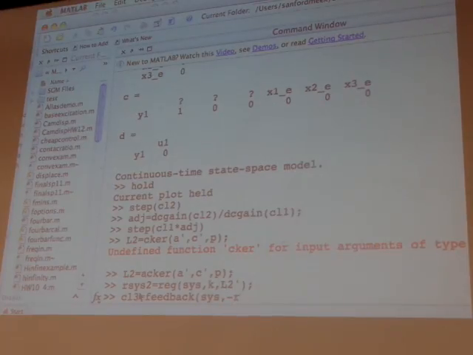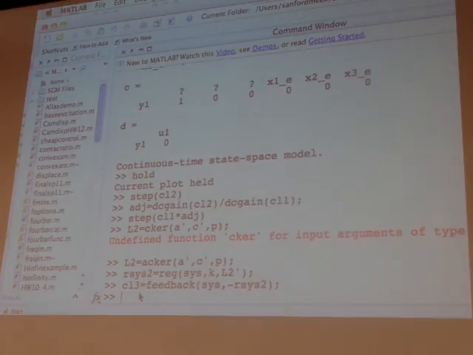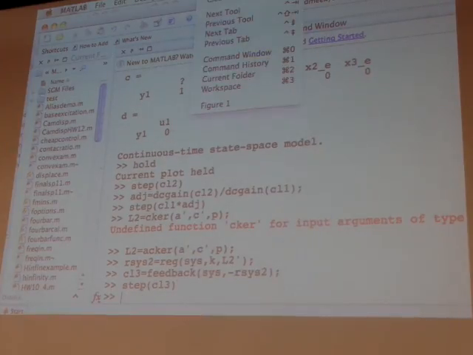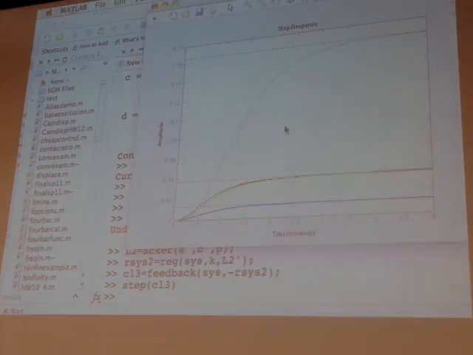Minus 2. Look at it. And let's try extend response for this. Way up there. That's crazy. Adjustment here.